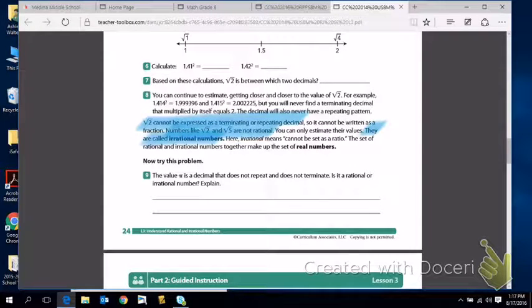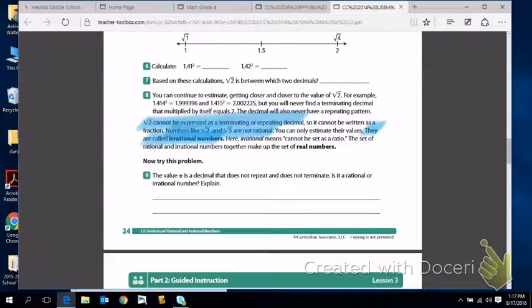Here, irrational means cannot be expressed as a ratio or cannot be written as a fraction. So the set of rational and irrational numbers together makes up the set of real numbers, because even though it does not terminate and it does not repeat, it does have a place on the number line.